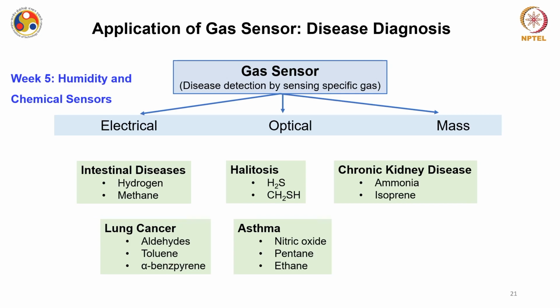Similarly, for chronic kidney diseases, ammonia and isoprene are different biomarkers, and for diabetes, we have acetone and isoprene as breath biomarkers. Okay, and the different techniques again are based on electrical, optical, change of mass, change of capacitance, etc. The next module, the sixth module, was on another physical sensor where we talked about temperature mostly.